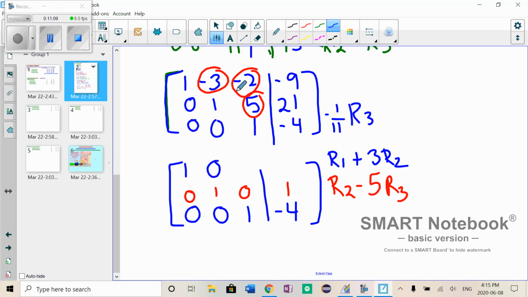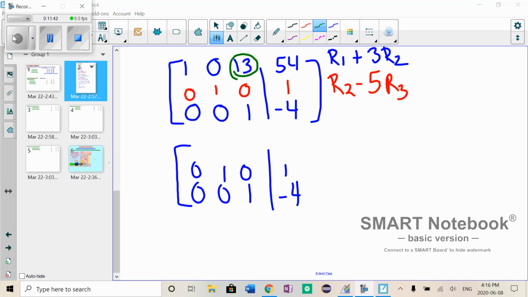This guy, negative 2 plus 15, because I had to multiply this by 3, so negative 2 plus 15 is 13. And negative 9 plus 3 times 21 is 54. Oops. So I'm almost there. I can see my answer for z. I can see my answer for y. I need to see that answer for x.